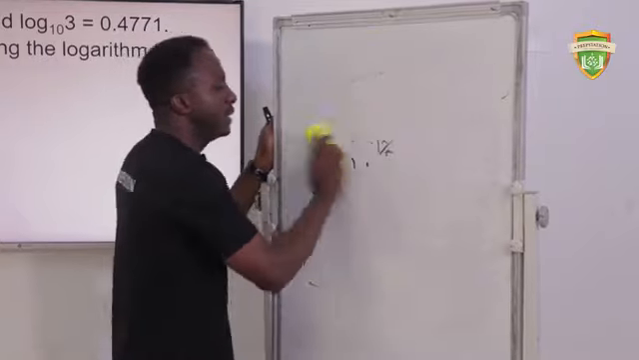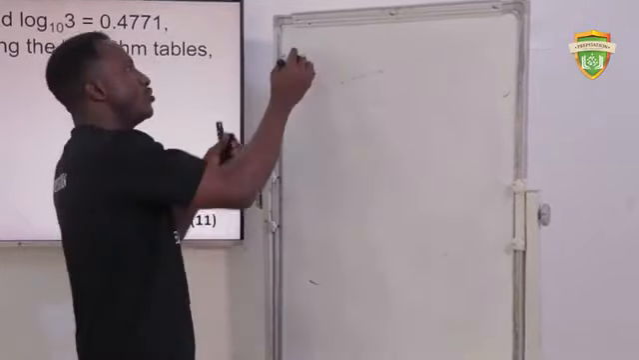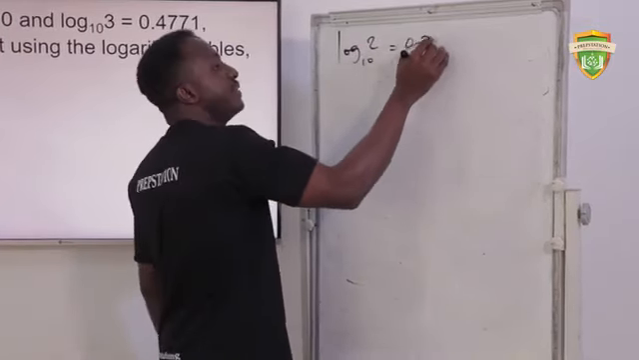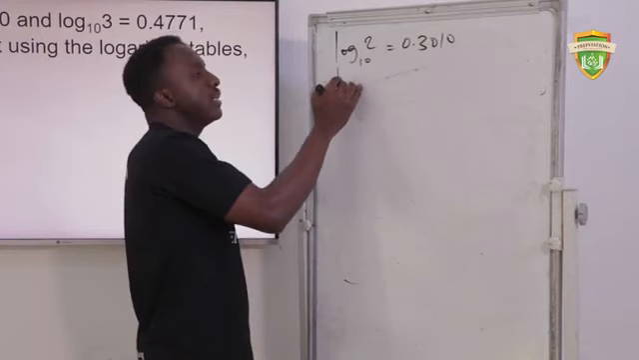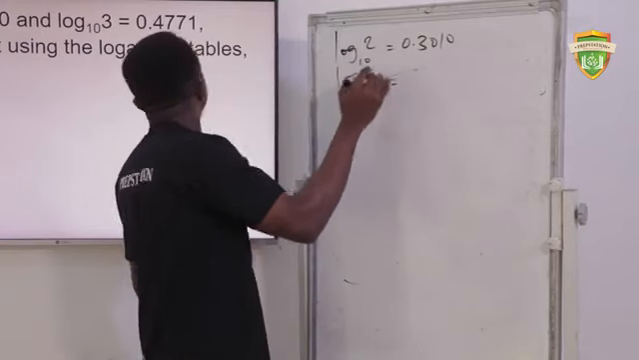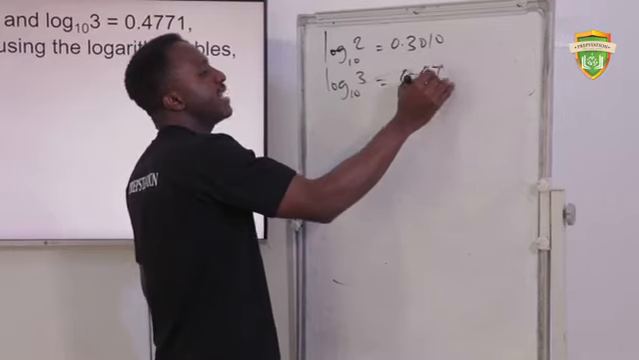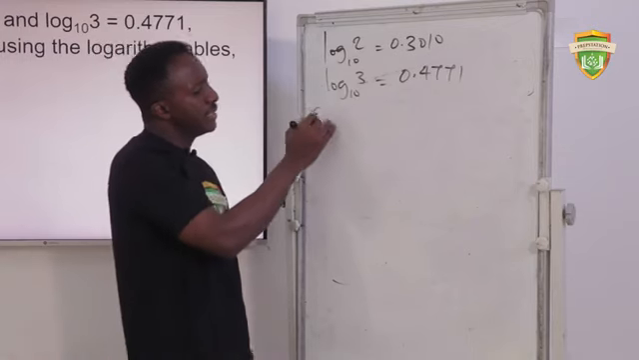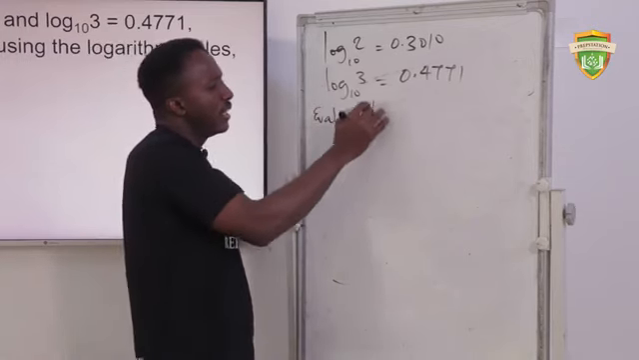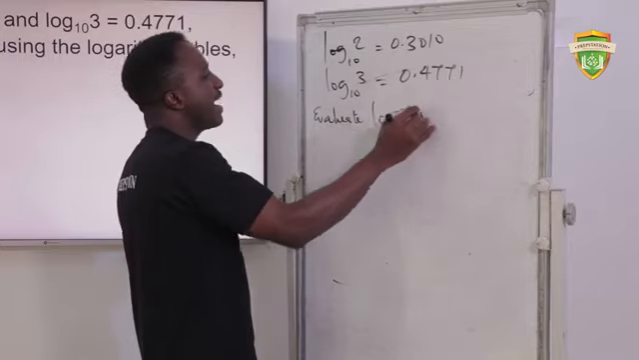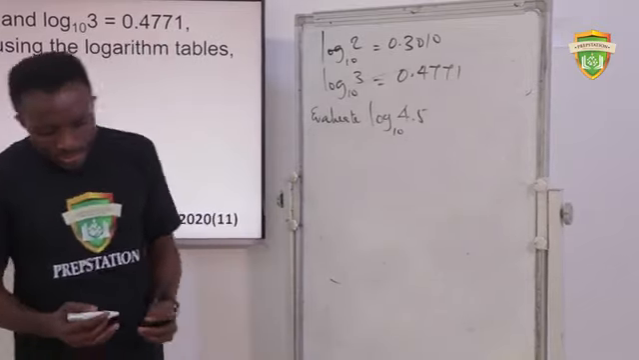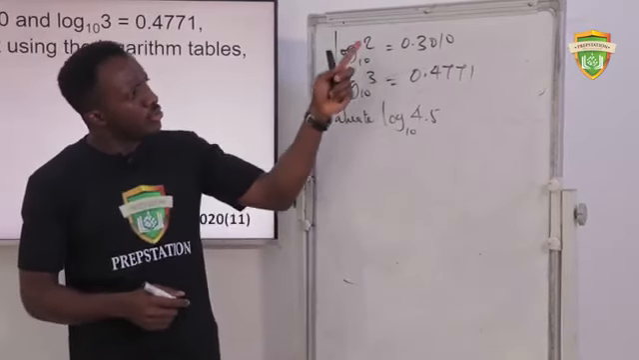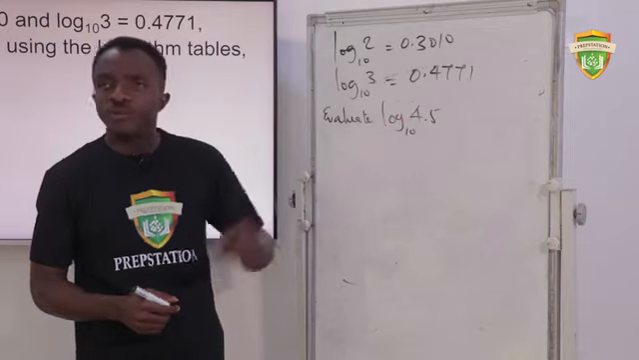Now you have been told that log 2 base 10 is 0.3010 and log 3 base 10 is 0.4771. Now we are expected to evaluate log 4.5 base 10. Now the question that comes to mind is, how do you link or relate 2 and 3 to 4.5?